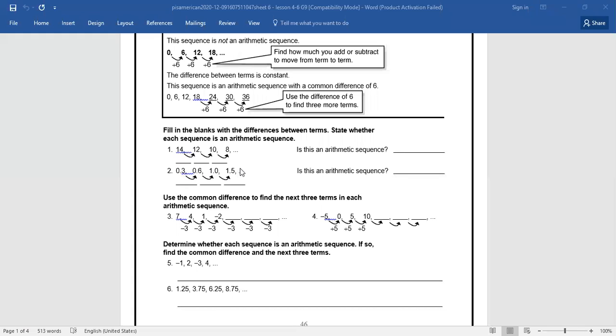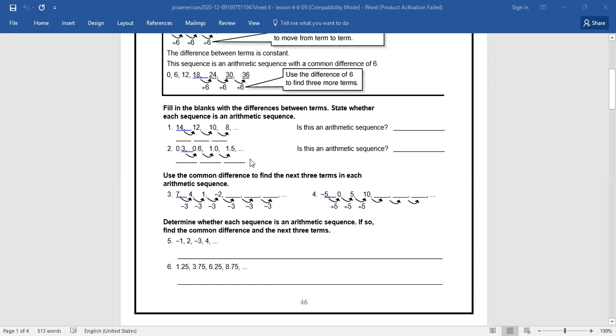Okay, who will answer the next question? Question number two: 0.3, 0.6, and then 1, and then 1.5. Is this an arithmetic sequence or not? Okay, Abdullah, go on. Muhammad Yasser. That is not arithmetic. Yes. Because? Because it has decimals. Because it has decimals, so it's not arithmetic?